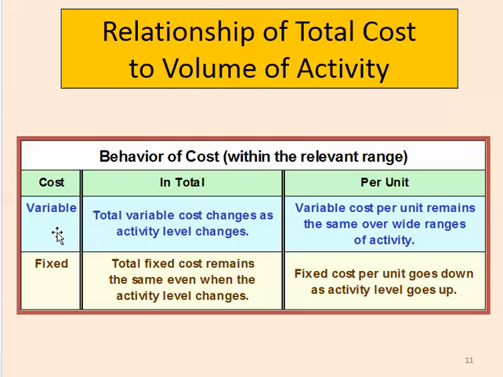So the way that the behavior of the cost works is that variable costs, the total variable cost changes as activity level changes, so it goes up. But the variable cost per unit remains the same over wide ranges of activity. Now, fixed costs remain the same even when the activity level changes. You could watch your TV nonstop for an entire month. You're still going to pay the $100. But the fixed cost per unit, so the actual cost per show, goes down the more that you watch. Let me give you a pretty neat example.